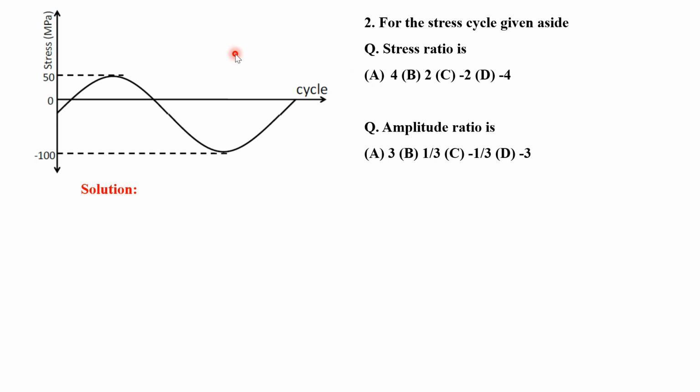So the first part is correct. That is, stress ratio is sigma min by sigma max. Therefore, it will become minus 100 by 50. Therefore, it is minus 2. It's correct, right? You're getting the same answer, right? Yeah. So in that case, once you get the stress ratio, how do you find the amplitude ratio?